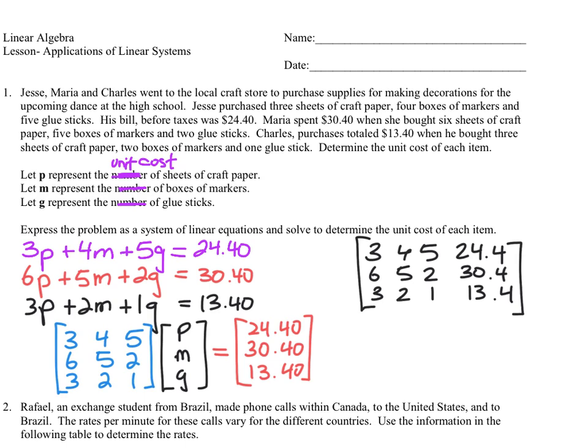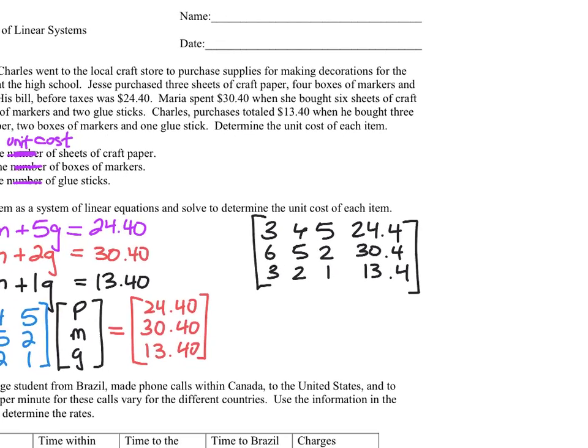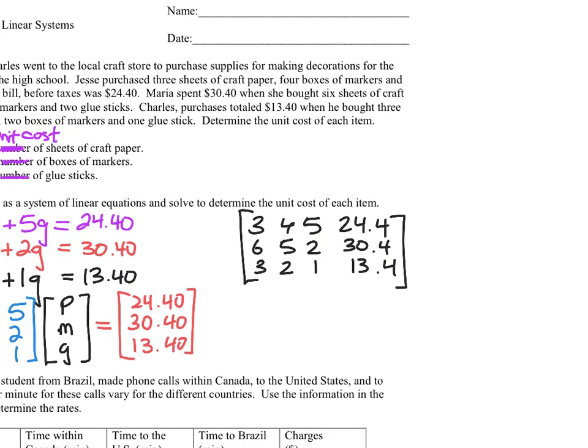All right, so matrix, reloaded. So 3 by 4, which is what I want. So 3, 4, 5, 24.4, 6, 5, 2.